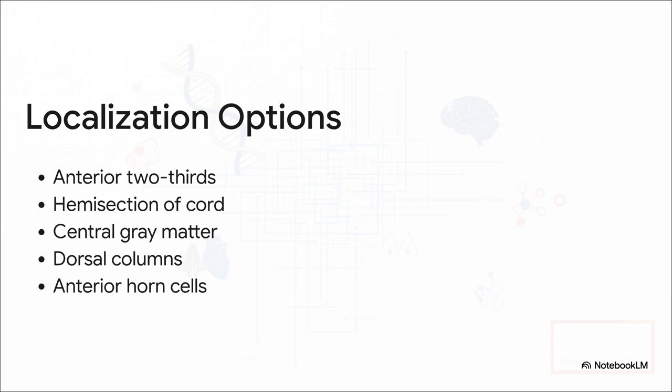Option D, dorsal columns. That would cause isolated loss of proprioception and vibration, like what we'd see in Tabes dorsalis or vitamin B12 deficiency. Option E, anterior horn cells only, describes lower motor neuron conditions like polio or spinal muscular atrophy, presenting with flaccid paralysis. This perfectly validates option C, the central gray matter and crossing spinothalamic tracts. This is the precise structural etiology of central cord syndrome.